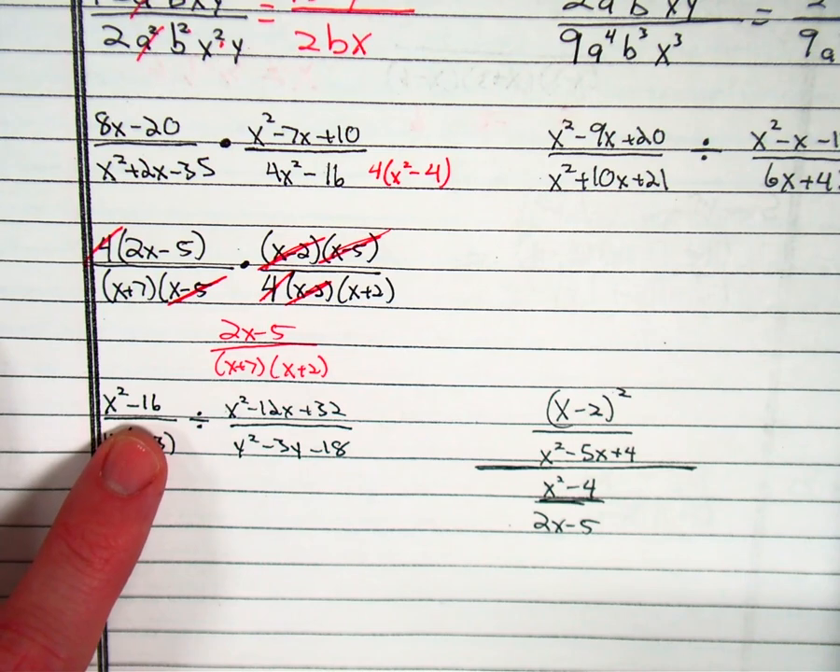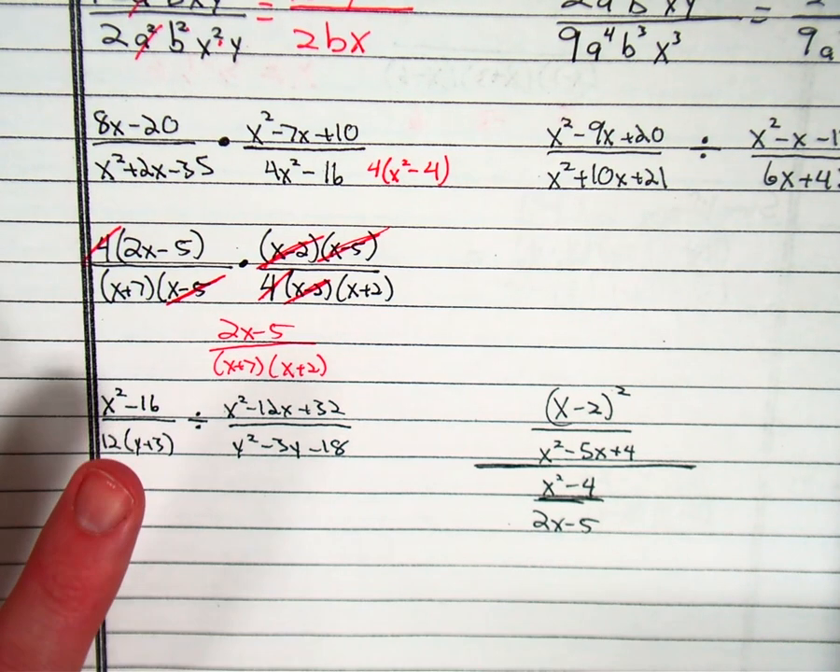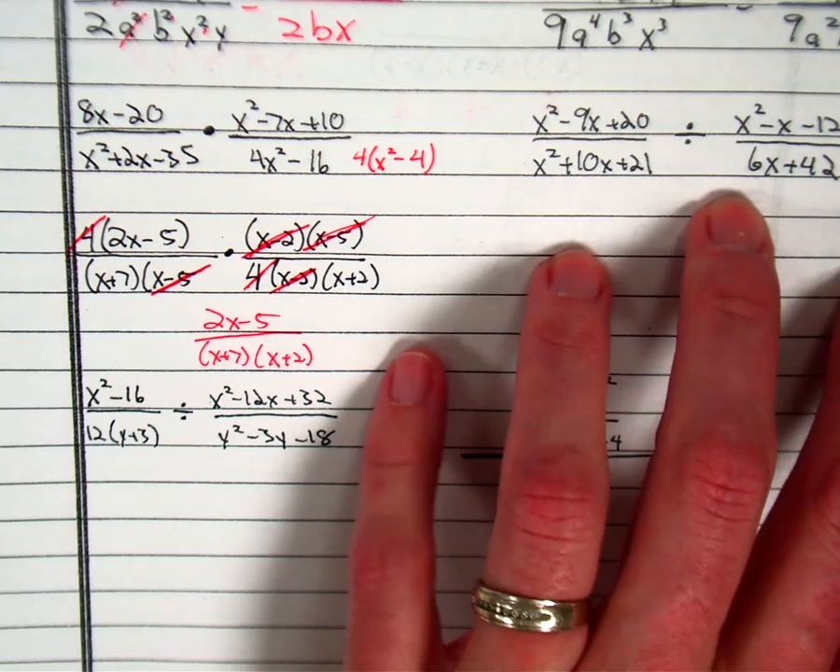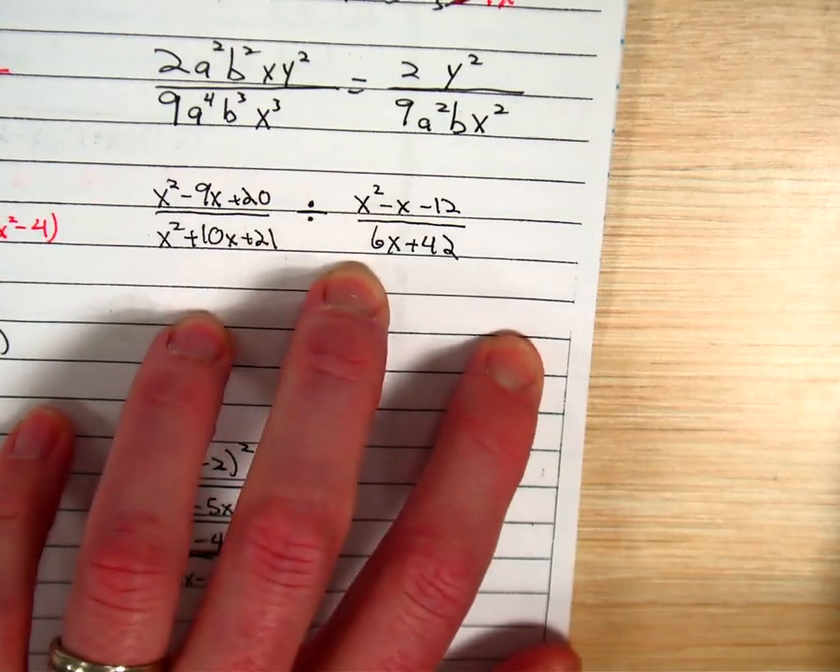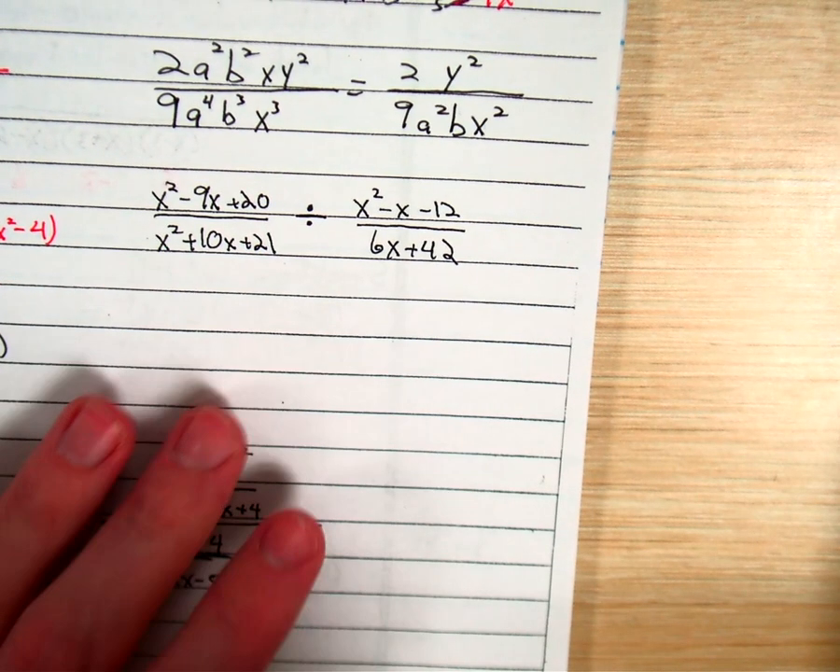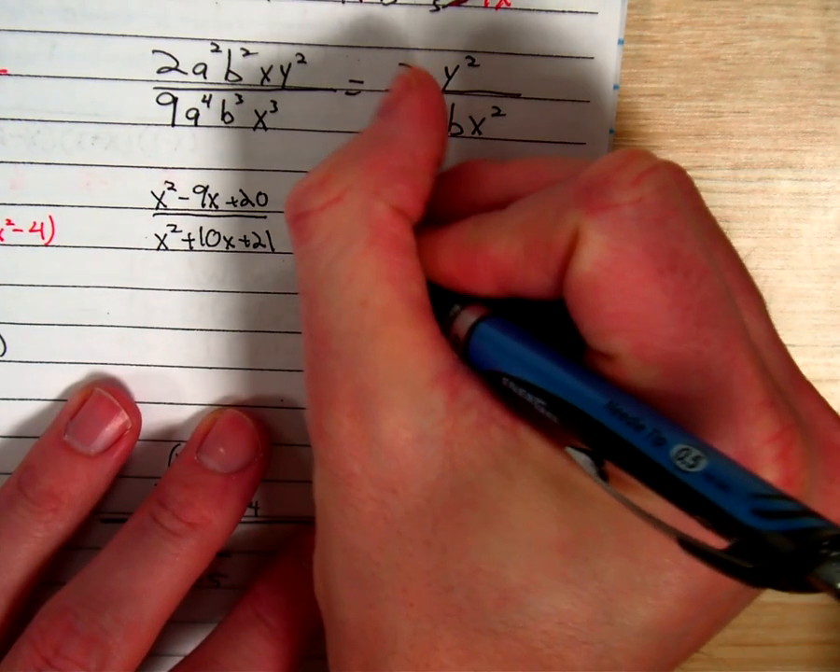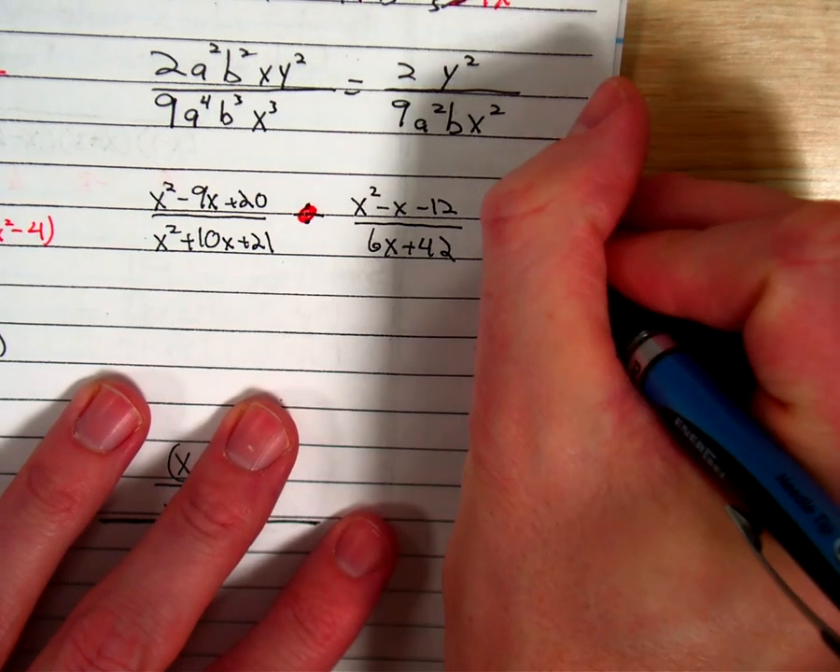Alright, time for you to spread your wings and fly. Okay, over here on the right hand side, we do have a division one. Okay, I'm going to help you with that. We're going to change that to multiplication, and then flip it.